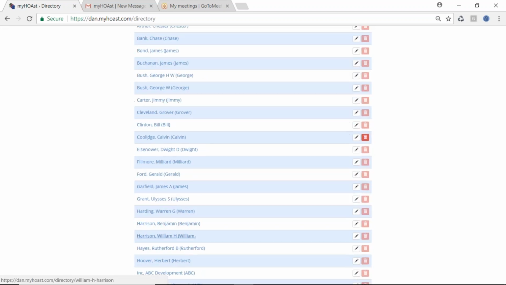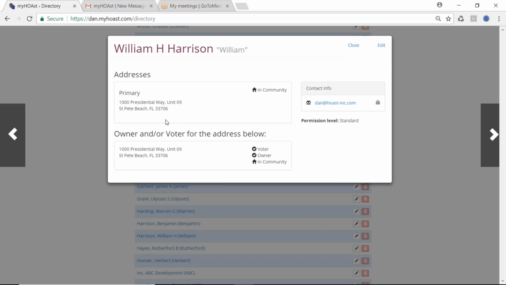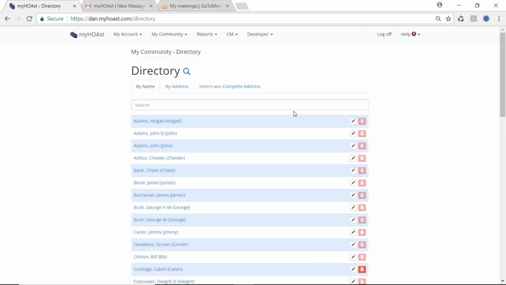Every name works that way, giving you the primary, secondary address, telling you if they're a voter or an owner, and giving you whatever information they have regarding phone numbers and email addresses, and telling you which ones are private.